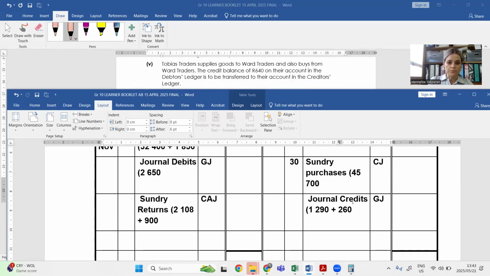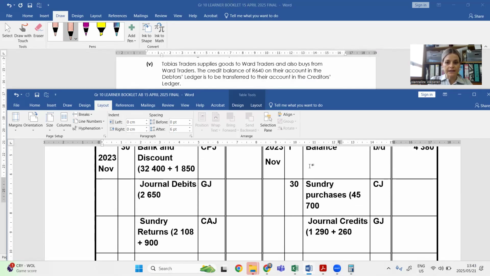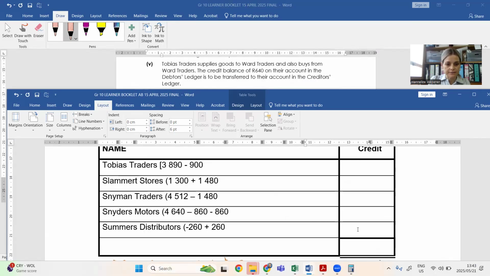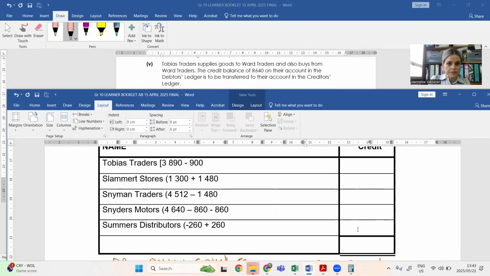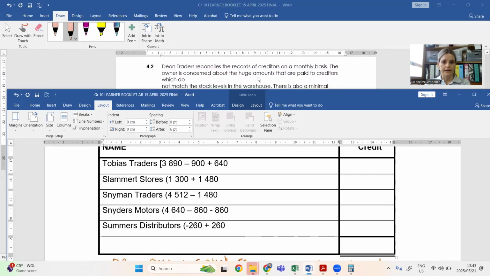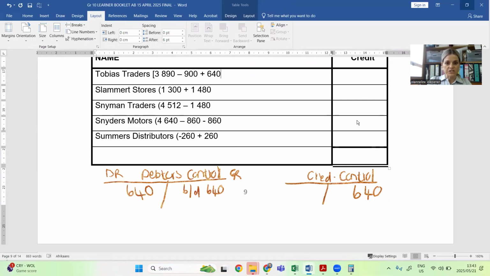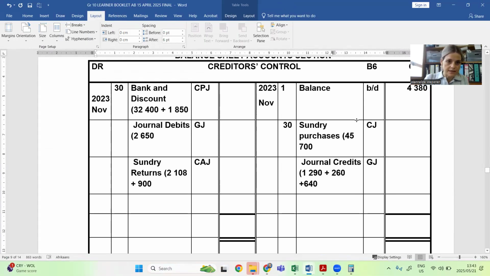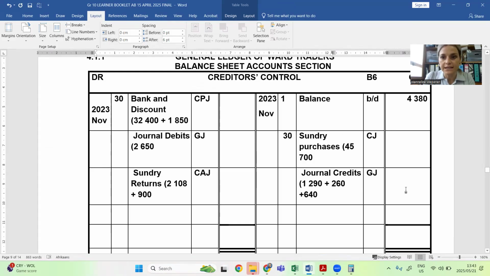Therefore, I first need to post it to my creditors control account. So I'm adding on to what I owe because this debtor maybe made an overpayment. So now I owe him money. Therefore, he becomes a creditor. And then I have to go to his account and I have to say that I owe him a further 640 Rand. And that was it. So now we just calculate our totals here and we balance our ledger.